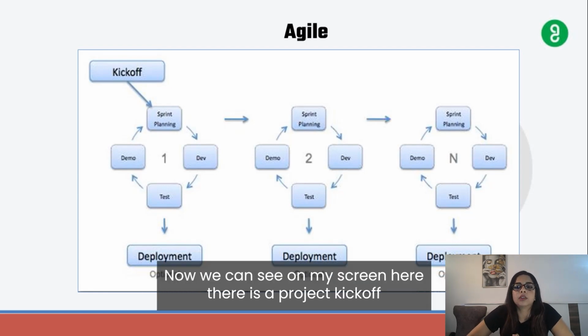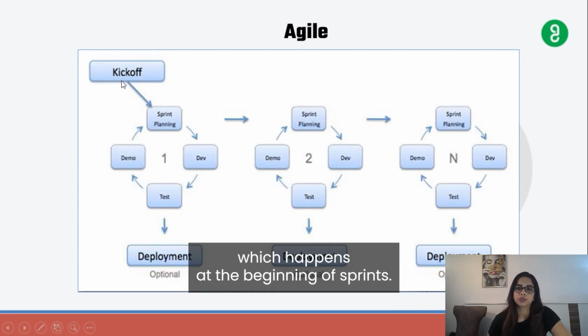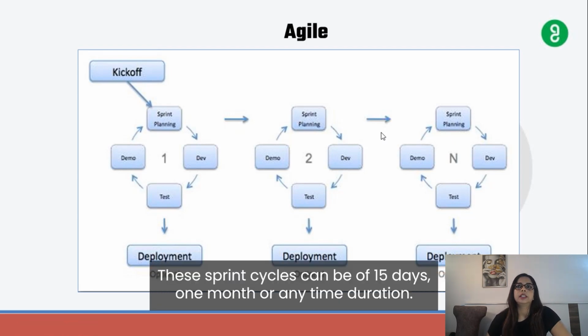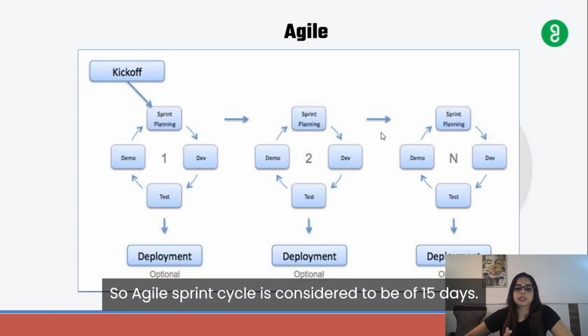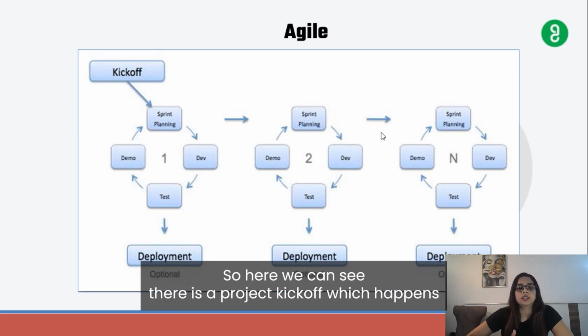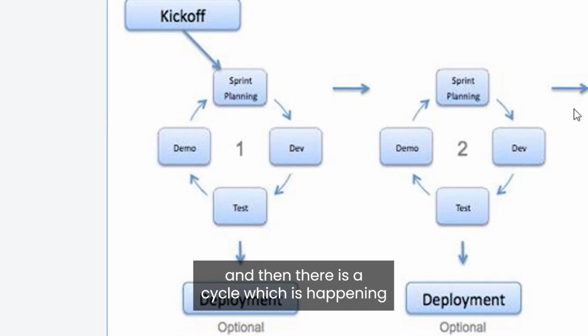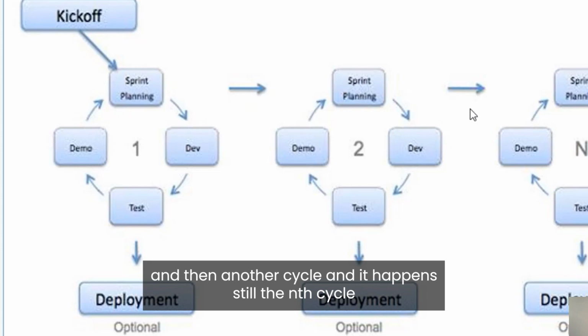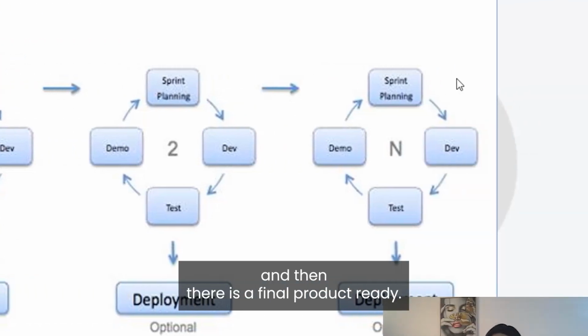Now, on my screen there is a project kickoff which happens at the beginning of sprints. In Agile, we follow sprint cycles. These sprint cycles can be of 15 days, 1 month, or any time duration. The ideal sprint cycle is considered to be 15 days. It can vary from project to project and company to company. Here we can see there's a project kickoff, then a cycle, then another cycle, and it goes on till the nth cycle, and then the final product is ready.